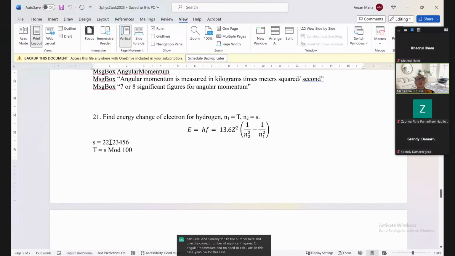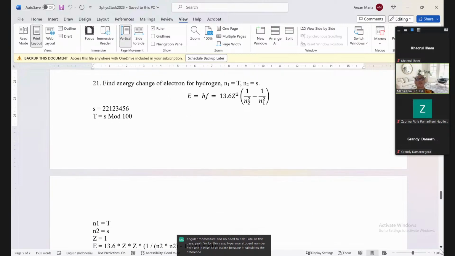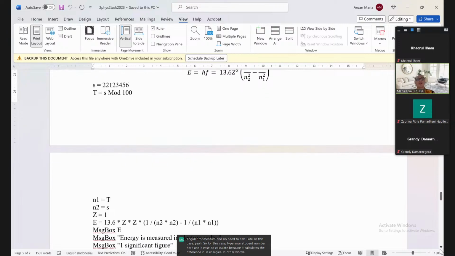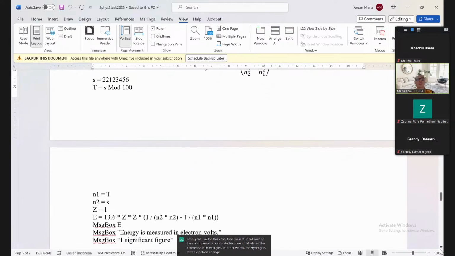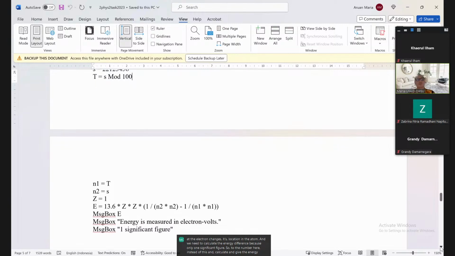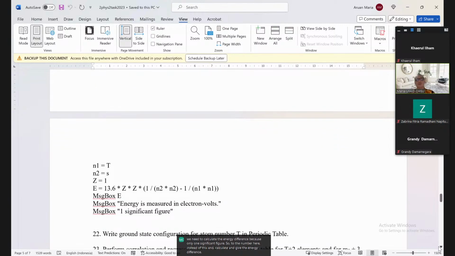So for this case, type your student number here, and please do calculate, because it calculates the difference in energies. In other words, for hydrogen, the electron changes its location in the atom, and we need to calculate the energy difference because only 1 significant figure. So your student number here instead of this, and calculate and give the energy difference, yeah, in electron volts in this case, yeah.